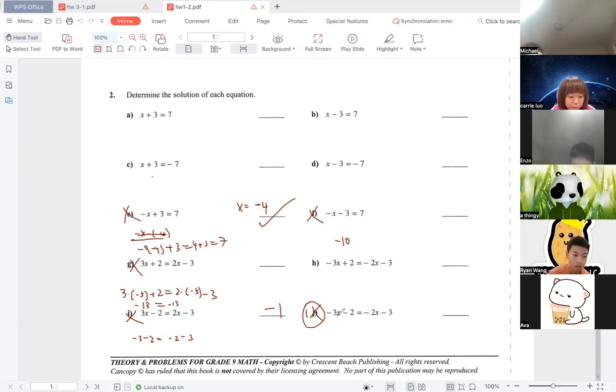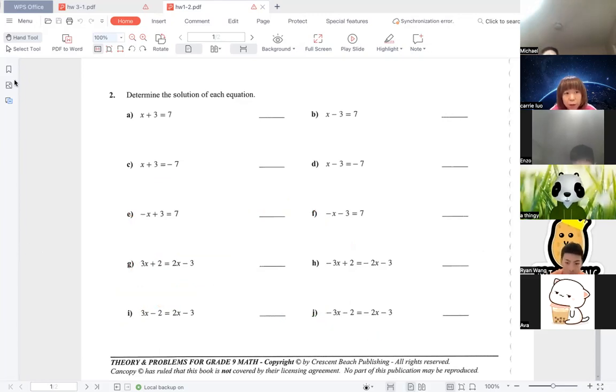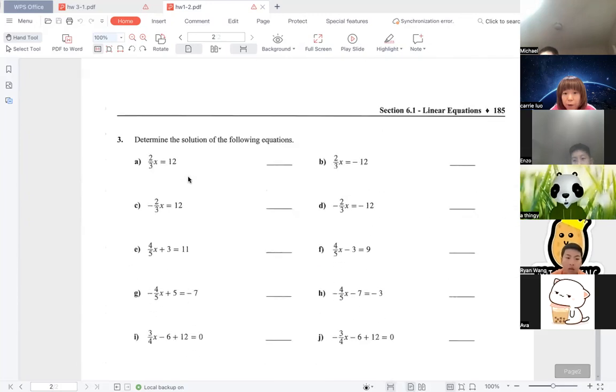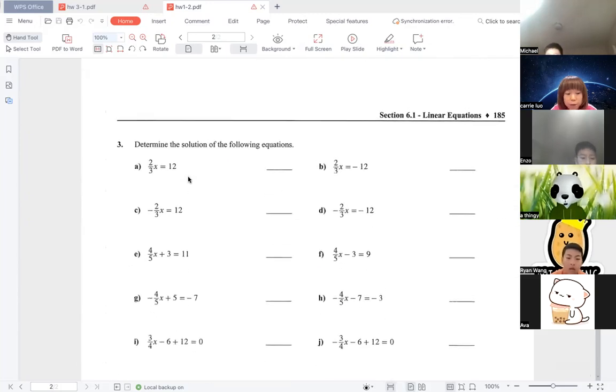Ryan? I think it's 1. You think it's 1? Let's see. -3 minus 2 equals -2 minus 3. Good job. So it's not hard at all, right? Okay, so now let's move forward to the fractional part. Everybody, we're moving to the fractional part.